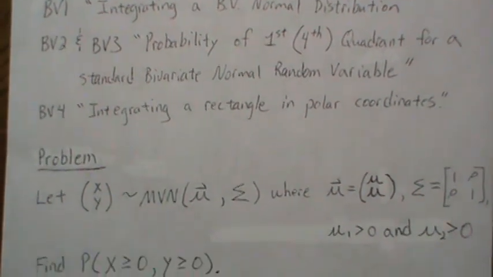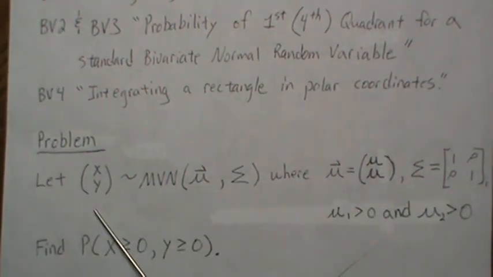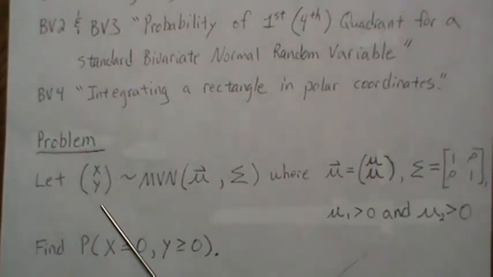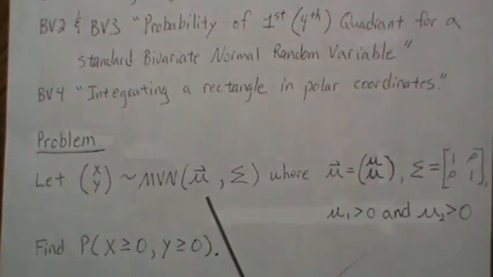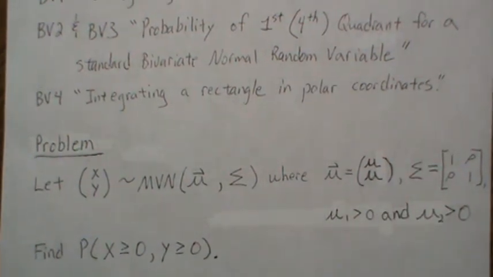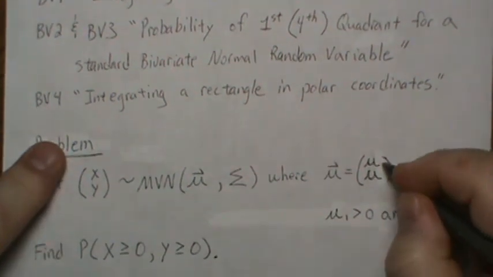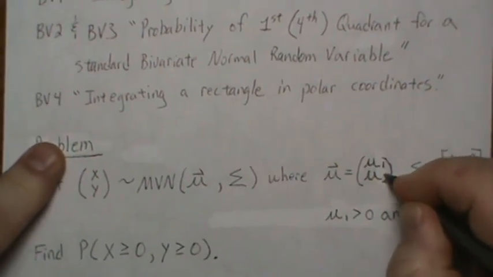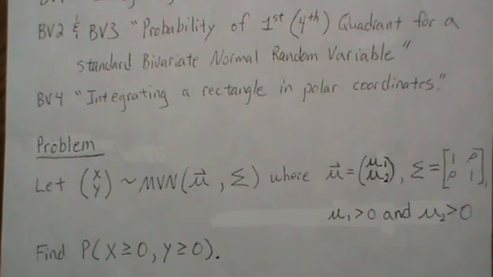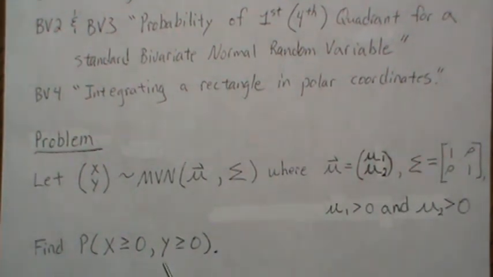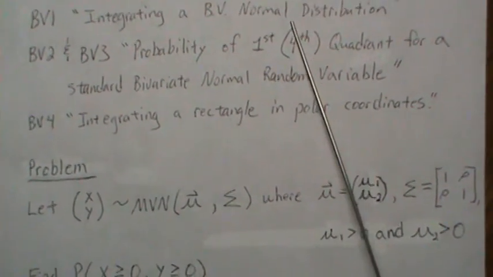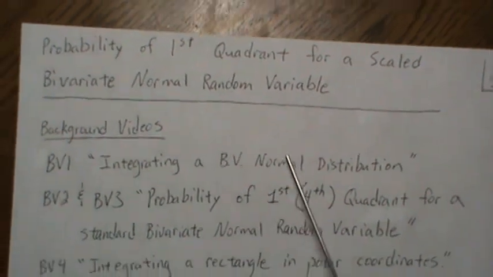So the problem is that we have a bivariate normal random variable, mean mu, and so that really should say mu1 and mu2. We're standardizing the variances at 1. That's the scaled part. The correlation rho can be anything. We want to find the probability that x is positive and y is positive, and that's the first quadrant.